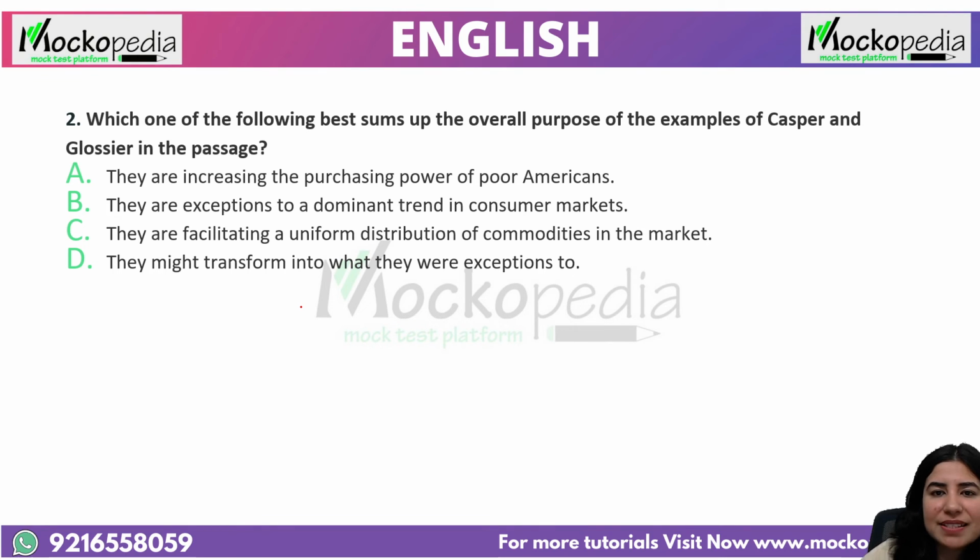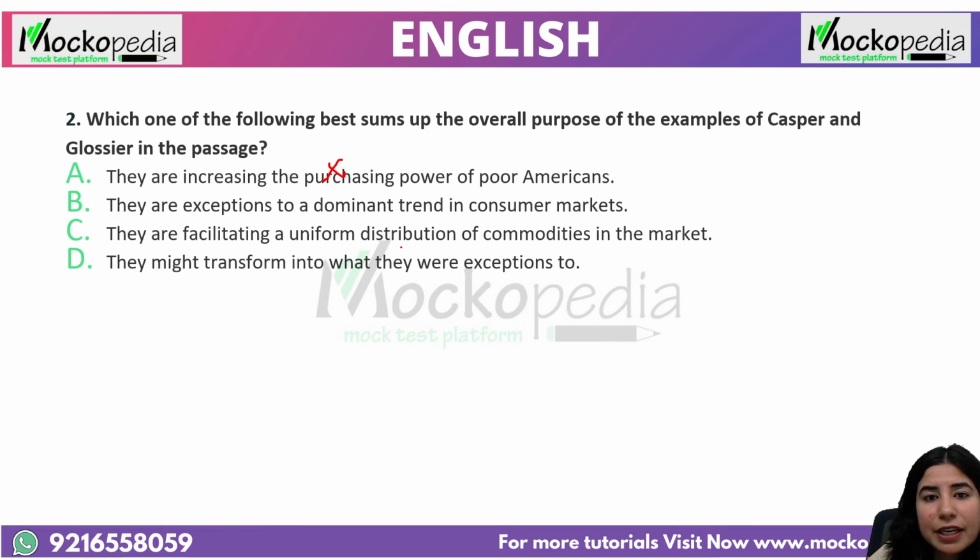Which of the following best sums up the overall purpose of examples of Casper and Glossier? तो वो यही बता रहे कि Casper और Glossier ने एक certain choice anxiety को reduce करने के aspects से market में explore किया था, but later अभी खुद ही अपने product range को increase कर रहे हैं. They're increasing the purchasing power. कोई company तो purchasing power नहीं increase कर सकती. There are exceptions to dominant trend. पहले थे पर अब नहीं हैं.